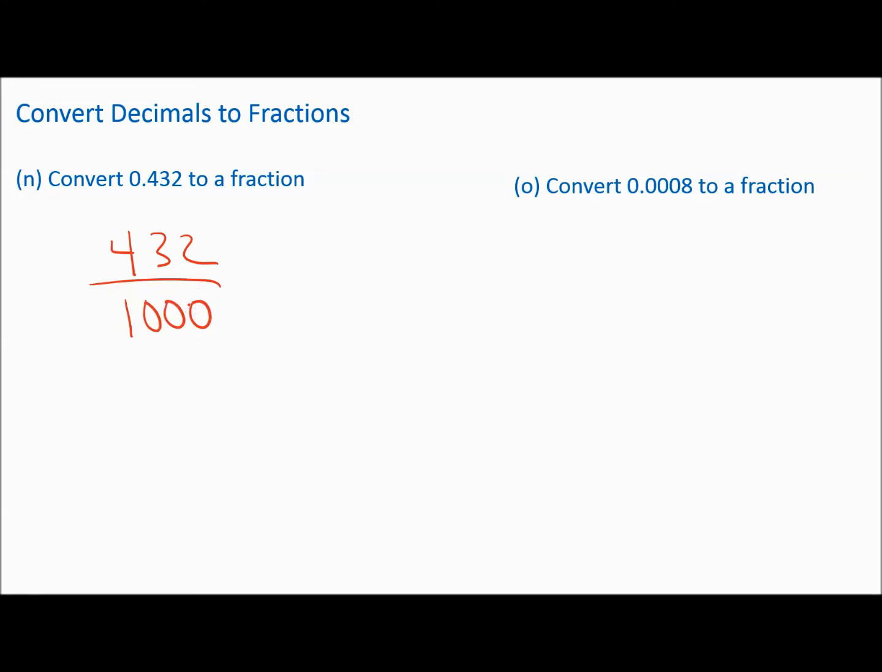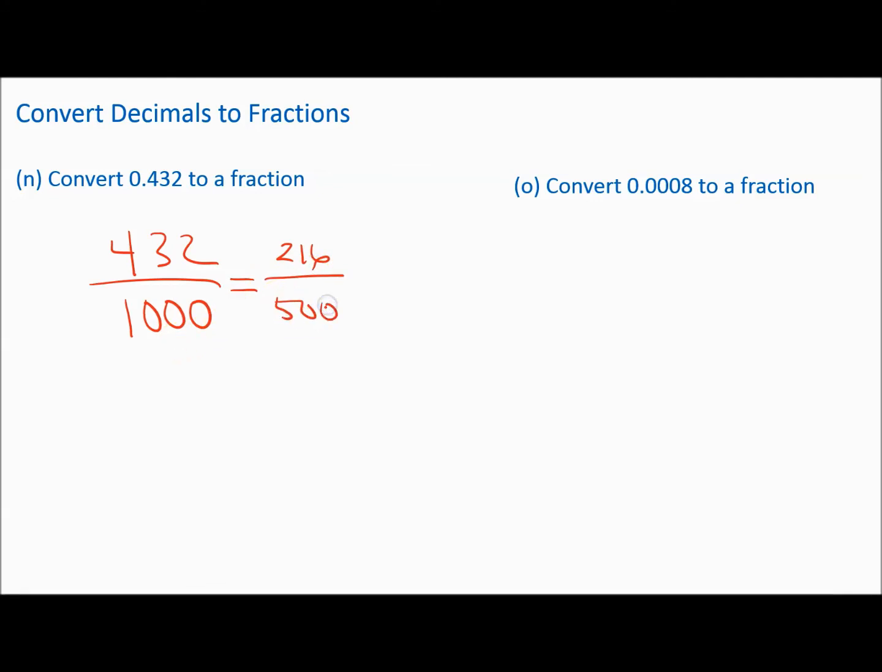Now, you are supposed to reduce that to lowest terms. So we do need to find what number divides into both 432 and 1,000 evenly. Okay, now your first thought might be 2, and that's okay. It might take us a while to get there, but that's okay. 432 divided by 2 would be, what, 216? 1,000 divided by 2 is 500.